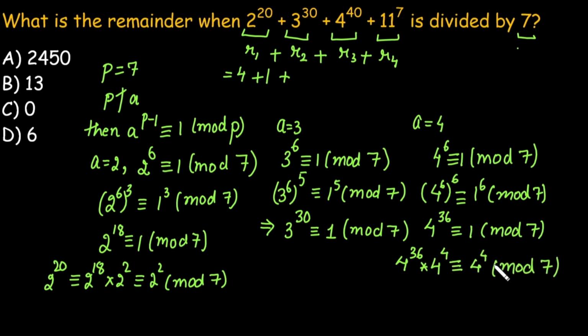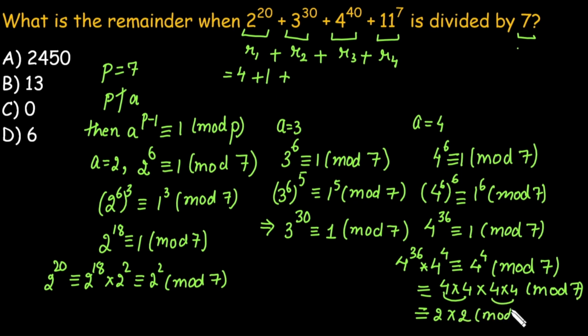Now we can split this further. There's no need to calculate the power. This is 4 into 4 into 4 into 4. Now 4 into 4 is 16. Take the remainder when divided by 7. 16 when divided by 7, the remainder is 2. Even in this case, 4 into 4 is 16. When divided by 7, the remainder is 2. 2 into 2, that is 4, and 4 is less than 7. So it means we cannot divide further and the final remainder is 4.